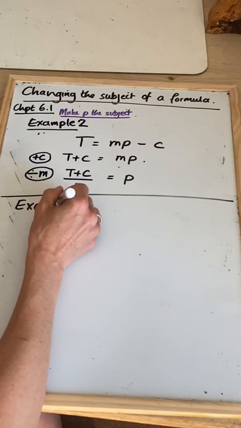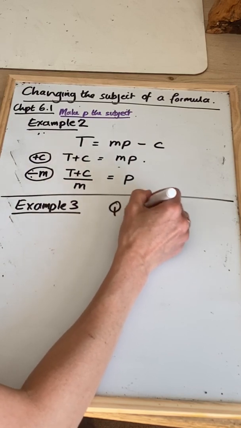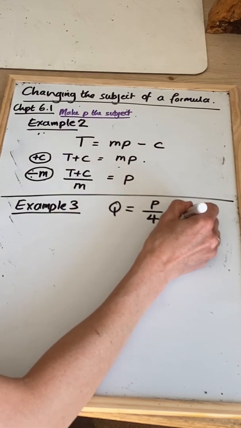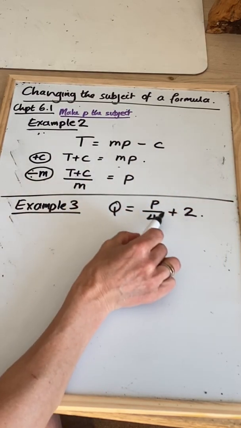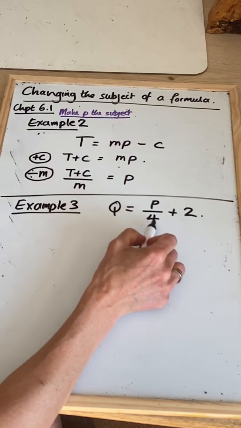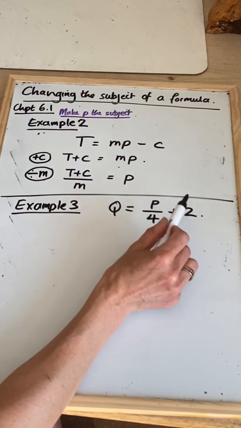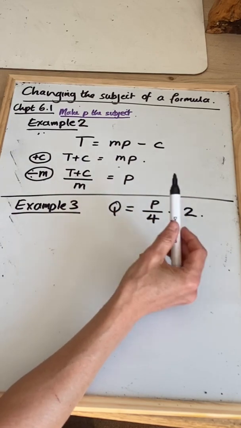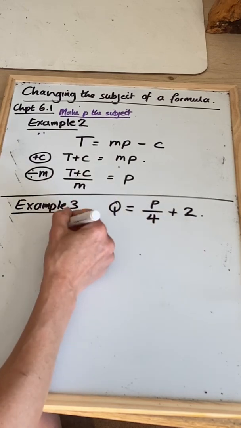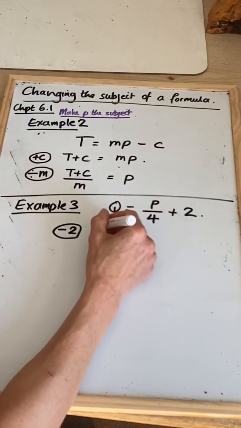Okay, example 3. Still making p the subject. I've got q equals p divided by 4 plus 2. So look at your formula. We want to make p the subject. What's happened to it? It's been divided by 4 to start with and has had 2 added to it. So we're going to reverse those operations in reverse order. Last thing that happened to it was a plus 2. So the first thing we're going to do is subtract 2 from both sides.